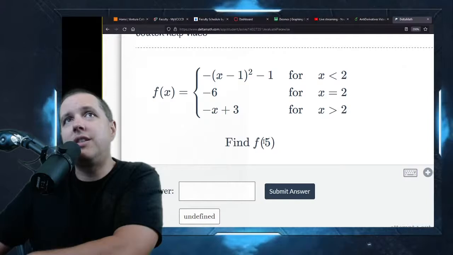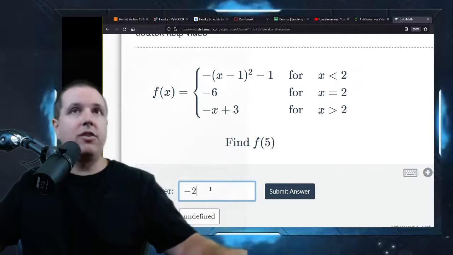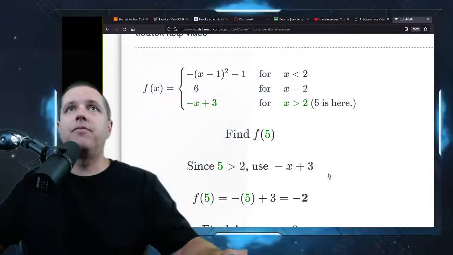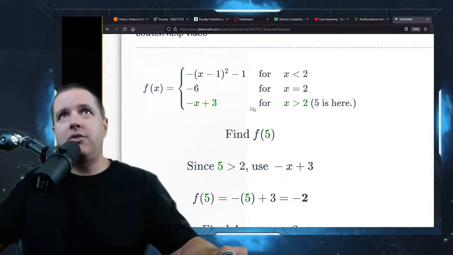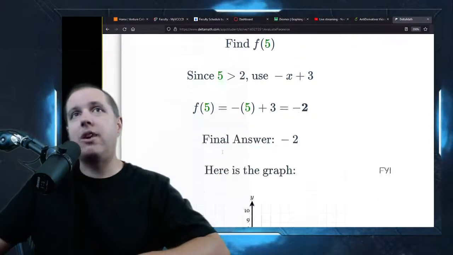The bottom rule says to take the negative of your input, which would be -5, and add 3, which should give us -2. And there we go, right? So this right here is telling us we're supposed to use the bottom rule for this particular x equals 5, and then we go over and calculate it over there, okay?